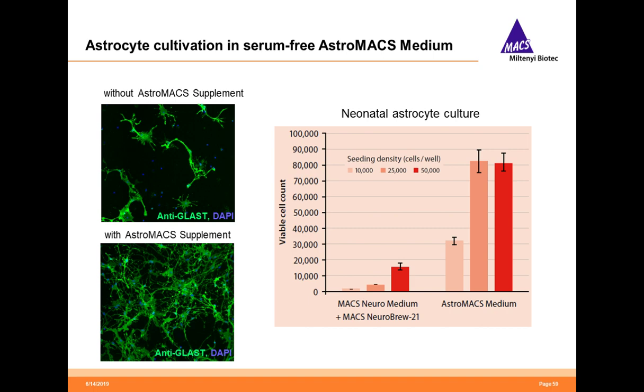In case of cultivation of the cells in AstroMACS medium, as you see in the graph, you have a higher viable cell count after 7 days in all the different densities in comparison to a cultivation in a MAX Neuro medium without the MAX AstroMACS supplement. And especially in case of the lower densities, the AstroMACS medium allows cultivation of astrocytes, whereas the cultivation in the other medium is in principle not possible anymore, as you see here in case of 10,000 cells. And also in the pictures, you see without the AstroMACS medium, there are only a few cells, whereas you get a very nice cell culture when you add the AstroMACS supplement.